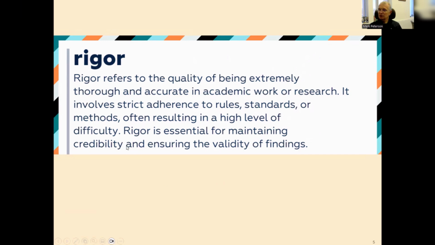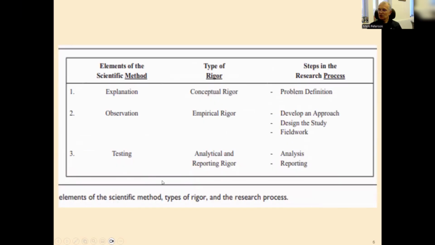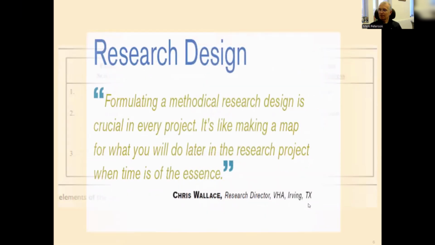Now, rigor has to do with strict adherence to rules, standards, or methods, resulting in a high level of difficulty many times, but it's essential for maintaining credibility and ensuring the validity of findings. So there's conceptual rigor, empirical rigor, and analytical and reporting rigor. These correspond to the different steps of the scientific method, which is explanation, observation, and testing. And then the steps in the research process are over here: problem definition, developing an approach, designing the study, field work, and analysis and reporting.